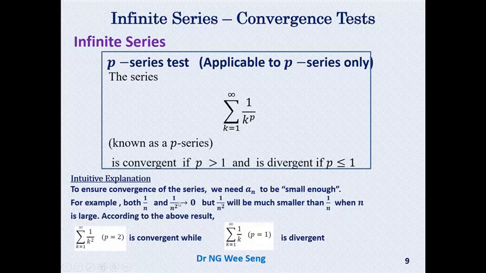We mentioned these two series, 1 over n squared and 1 over n, in the preceding slide. So it turns out that 1 over n squared being smaller than 1 over n will give us a convergent series, while summation of 1 over k is divergent. And that's because you can think of 1 over k as not small enough to ensure convergence.